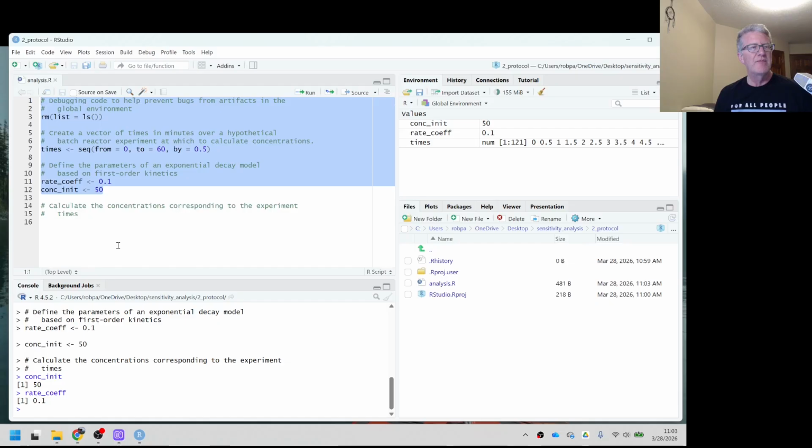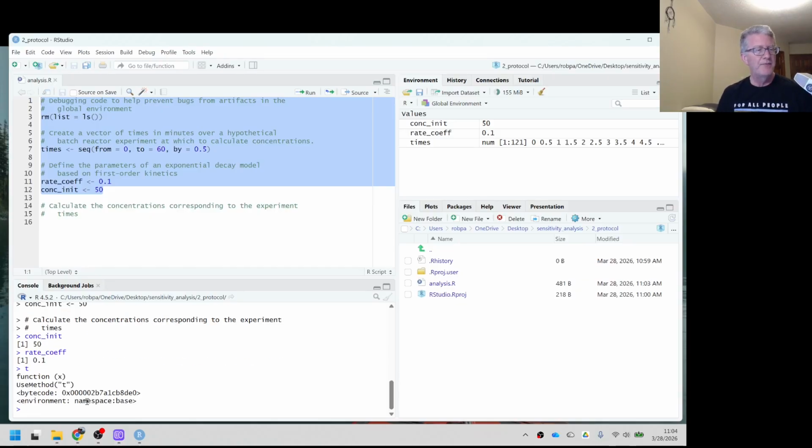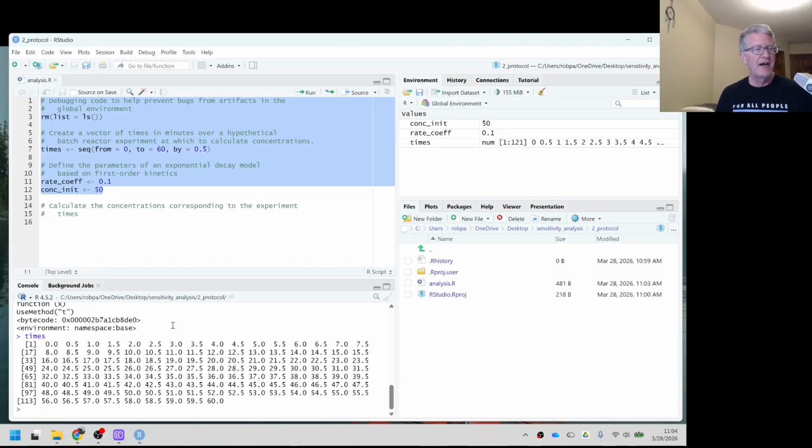Now, ultimately, the math I want to do is the exponential decay. And the exponent in the exponential decay is going to be minus the rate coefficient multiplied by the time. So let's think about what's happening with math in R here. I've got the rate coefficient, a single value, but I also have time, this times vector going from 0 to 60. And this is obviously way more than just one value.